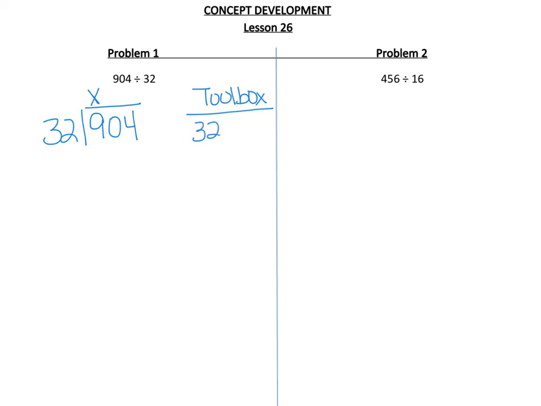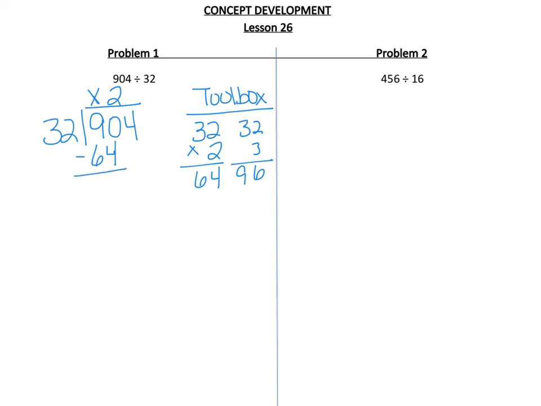32 times 3 is 96, or 30 times 3 is 90. So I'm going to try 32 times 2. 2 times 2 is 4. 2 times 3 is 6, so 64. 32 times 3 is 6 and 9, so 96 is too big. So yep, it's got to be a 2. So that 2's got to go above the 0 in 90. 2 times 32 is 64.